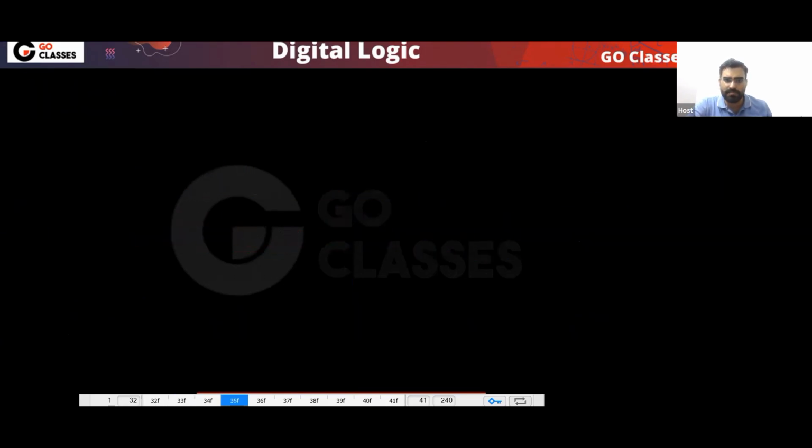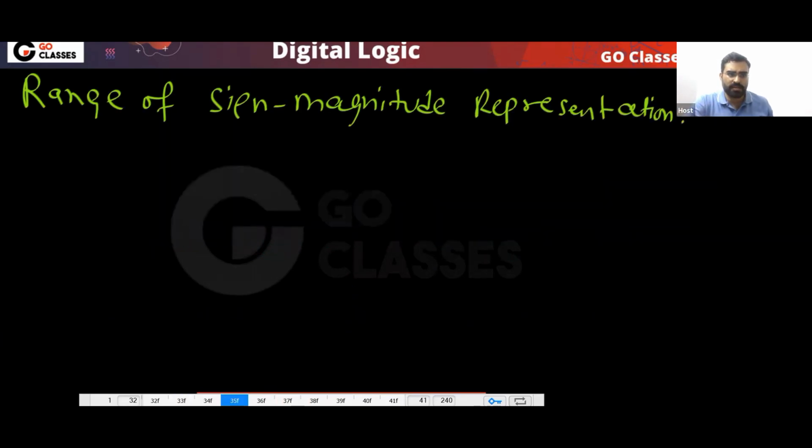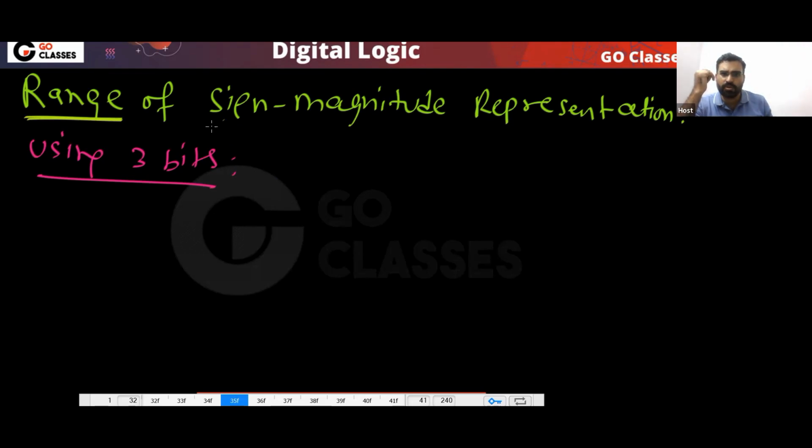Now let's find out the range. So what is the range of the sign magnitude number system? Using 3 bits, what is the range of numbers this is representing? We have already seen using 3 bits, what is the minimum they will represent and what is the maximum they will represent?